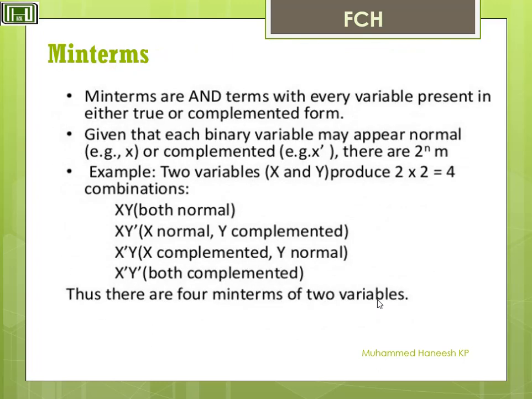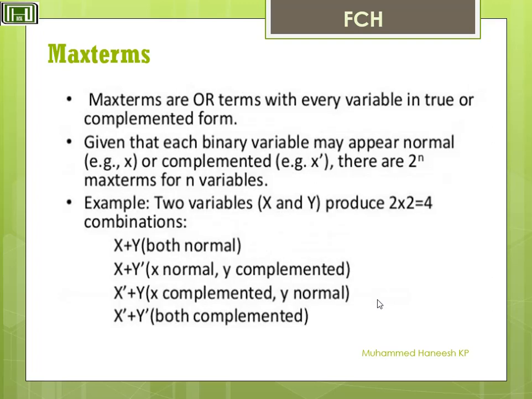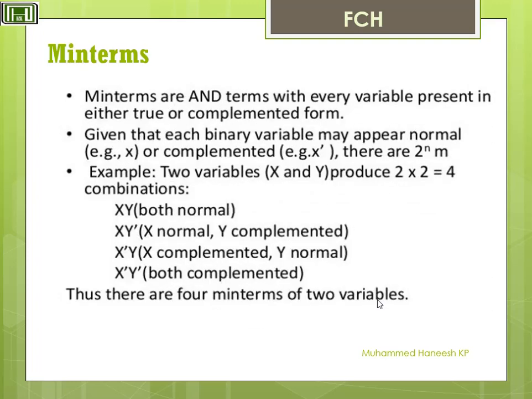POS form. Now we need to understand two terms, minterms and maxterms. Minterms are AND terms with every variable present in either true or complemented form, given that each binary variable may appear normal or complemented, for example x or x complement. There are 2 raised to n minterms for n variables. Example, two variables x and y produce 2 squared, that is 4 combinations: xy, xy complement, x complement y, x complement y complement. We have 4 combinations. Thus there are 4 minterms of 2 variables.